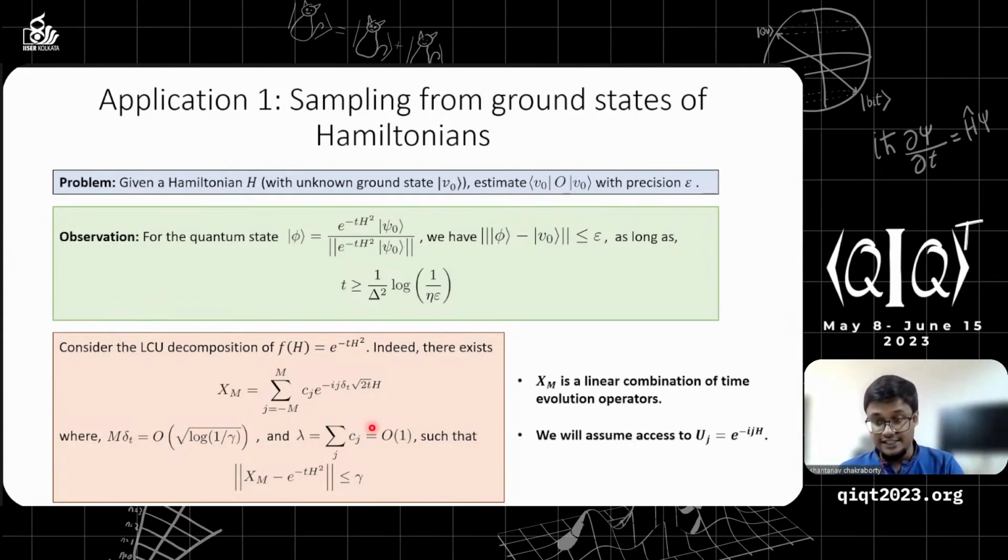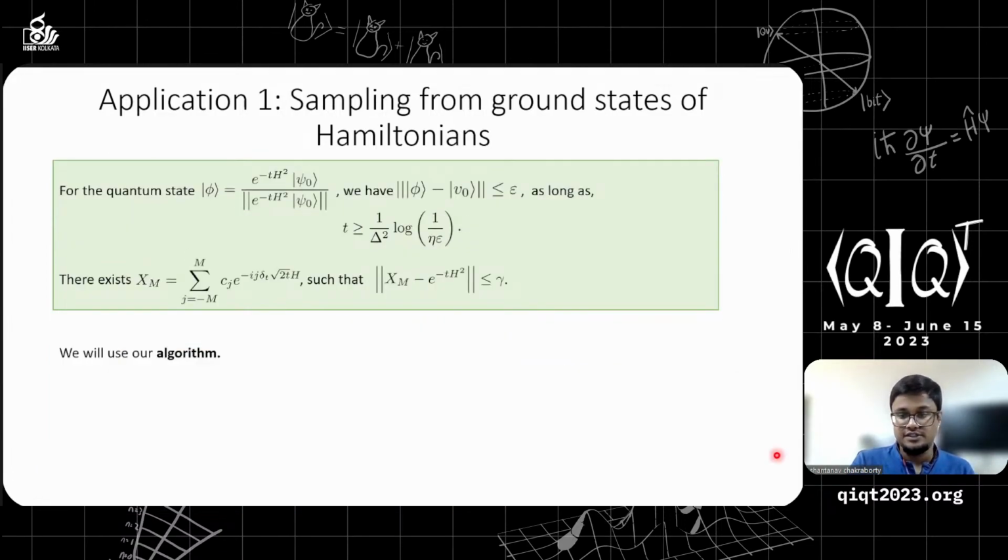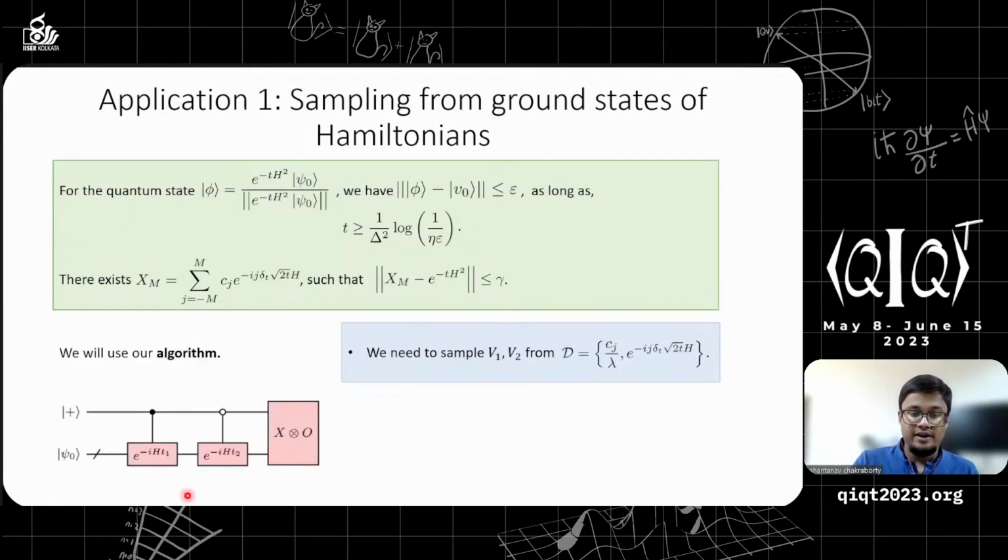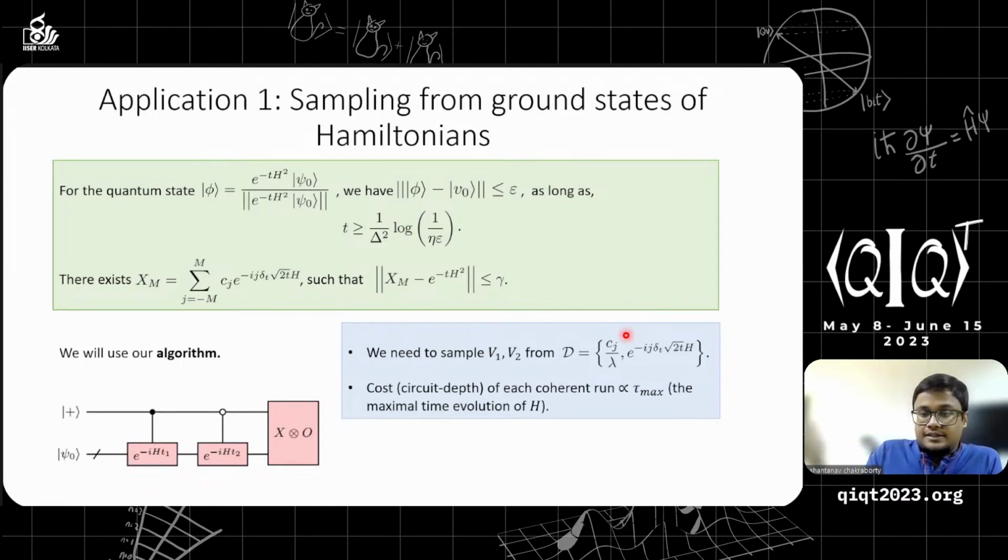Well, what are the UJs that we sample? Remember in our strategy, these are now just time evolution operators, right? So we will assume access to these time evolution operators. We'll just use our algorithm where the UJs are now time evolution operators. We sample these unitaries according to the weight of their LCU coefficients, like I described, and the cost is going to be upper bounded by the maximal time evolution of h, which we just estimated.